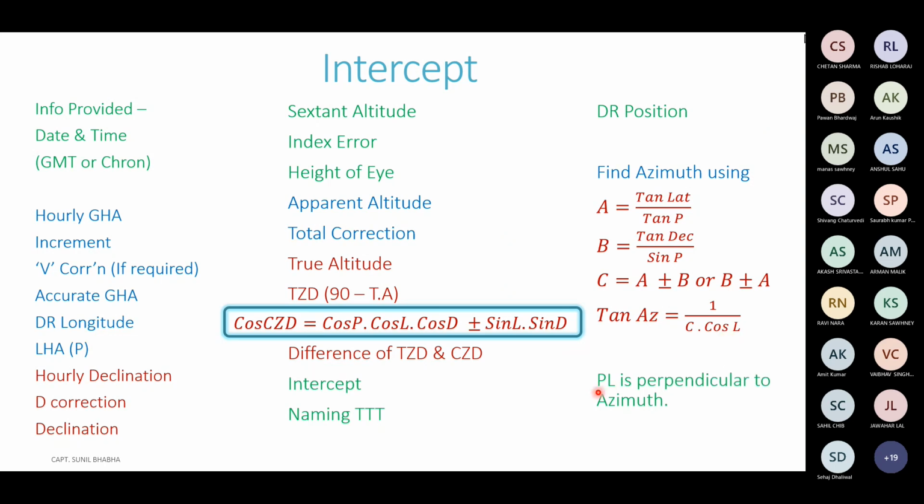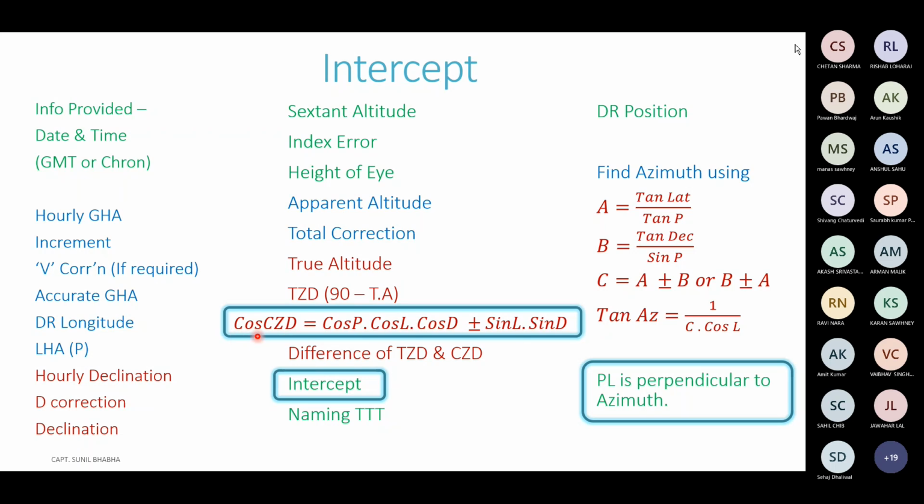Once the azimuth is obtained, the position line is perpendicular to the azimuth of the body. So these are the two items which we require. One is the direction of the PL. And second is the intercept. So once we have these two known to us, we are able to plot this position line on the chart or on our answer sheet in a plotting question. And the question is solved.